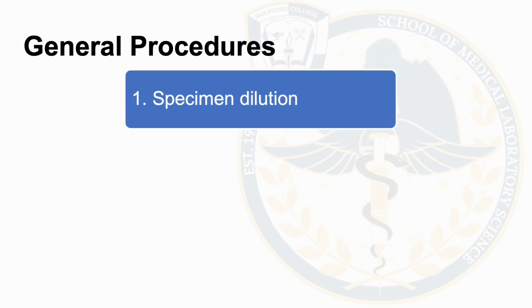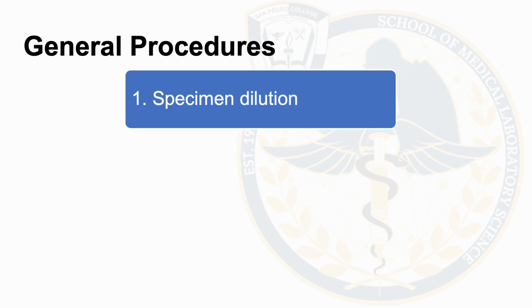So the general procedure for hemocytometry is, of course, first you have to do specimen dilution. If you want to count red blood cells, then you're going to use a pipette specific for red blood cells and a diluent specific for red blood cell counting. The same with your WBC count. If you will be counting WBCs, then you use the pipette specific for WBCs, and the diluent that you will be using will be specific for WBCs.